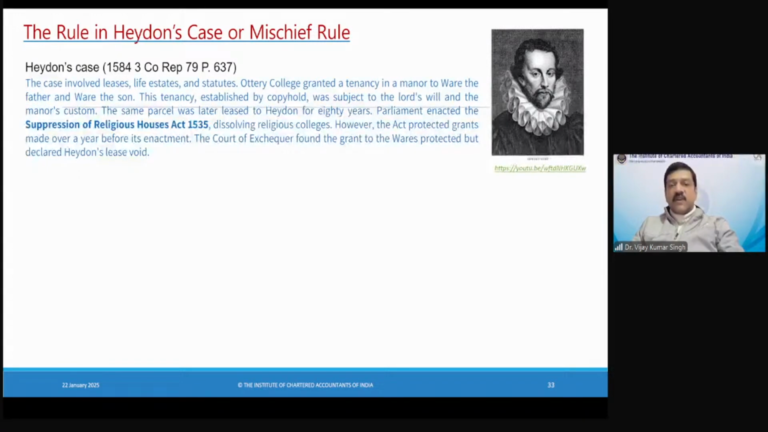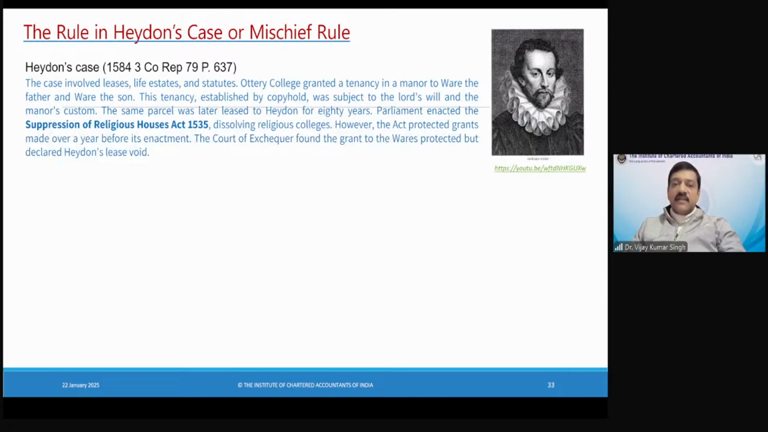So in this case, what happened was that this particular law came up in 1535, and the land which was given to the son and the father, from them the land was taken by Ottery College, and it was given to one Heydon.